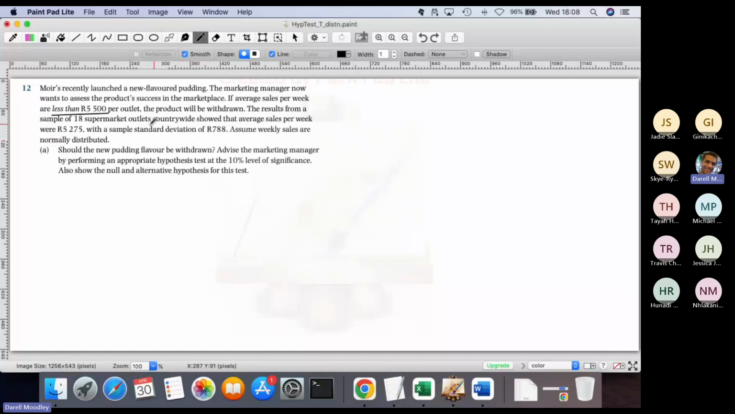Before we read on any further, what they're testing, you're going to have your H0 and your H1 like before, except now, if you look at what I've underlined, it says less than 5,500 rand. Less than 5,500 rand would be this sign here.